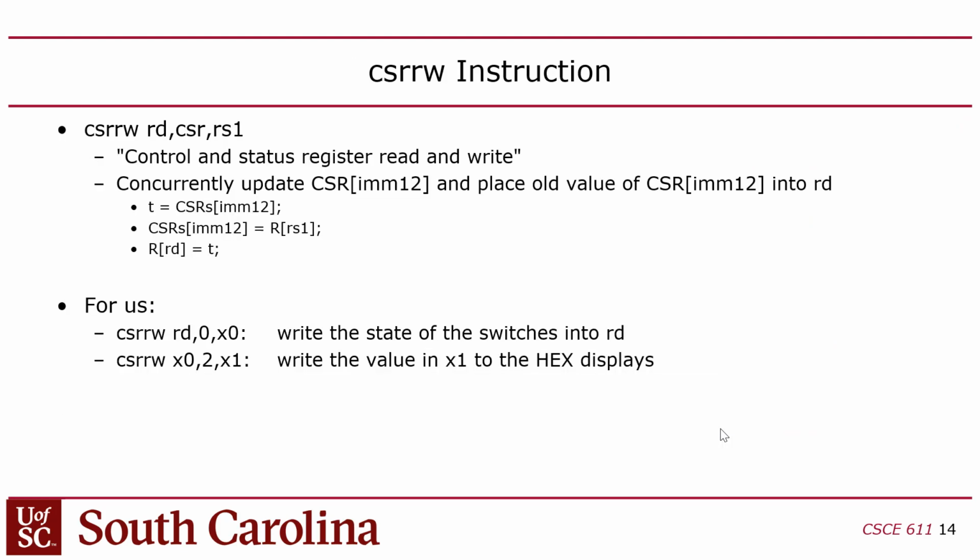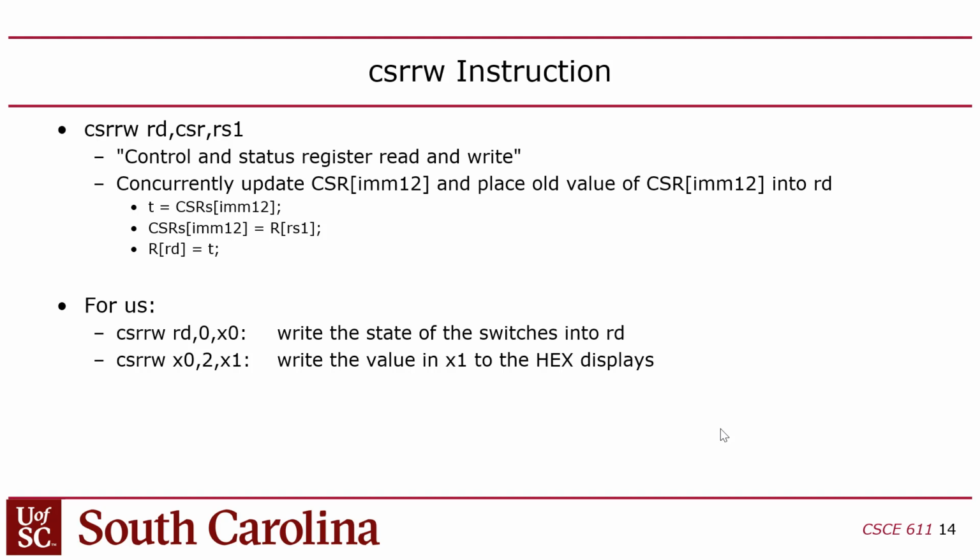Okay, and then we talked about the CSRRW instruction. So we have 2 registers here, I/O registers. I/O 0 is the keys, and I/O 2 is the hex display. So if you read from I/O register 0, we want your CPU to read the key values.